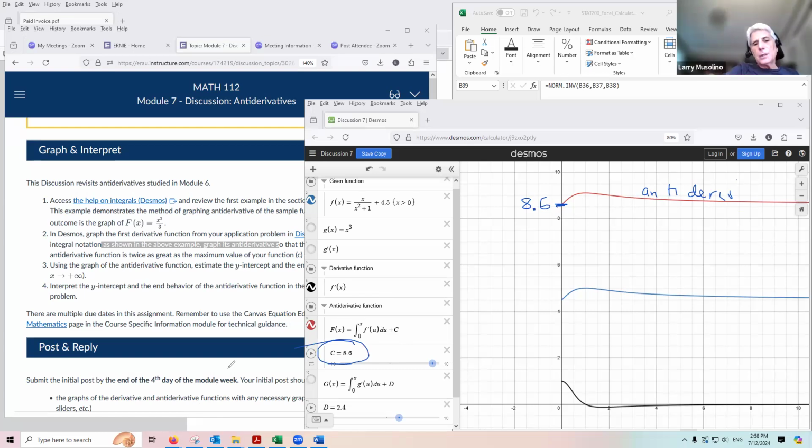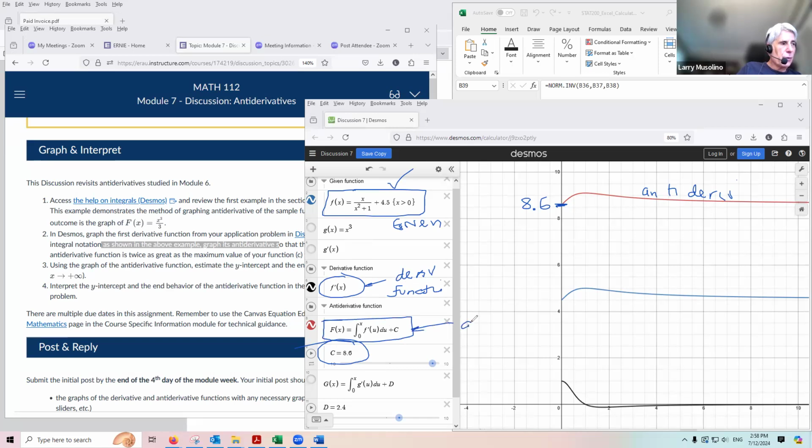Okay, so I hope this helps. Use this notation in Desmos for easy graphing. Enter the original function. You're getting this from the week 6 discussion, so this is given to you. Then just type in f prime of x. That will graph the derivative function. And then type in this notation. This will get you the antiderivative function.